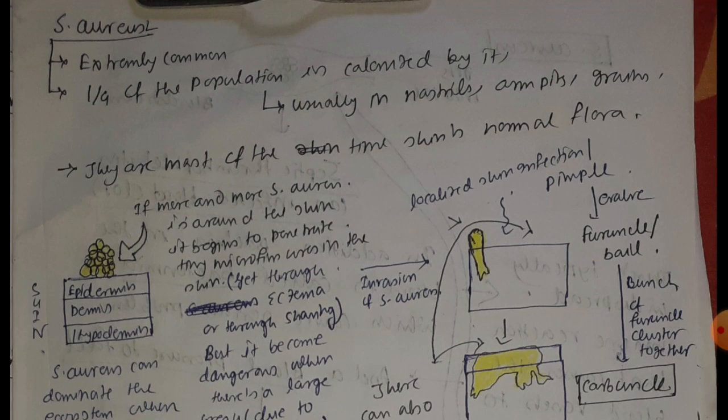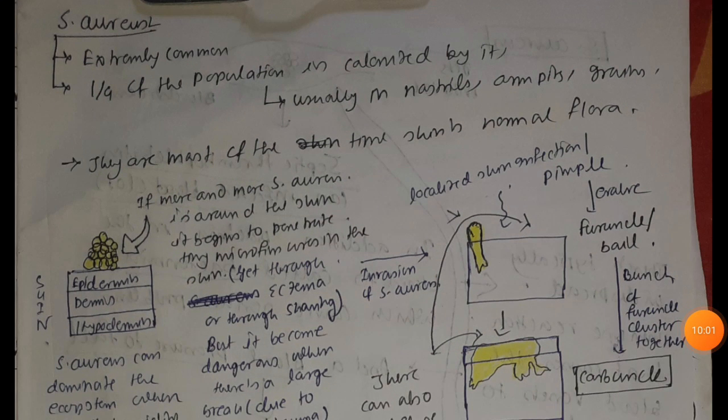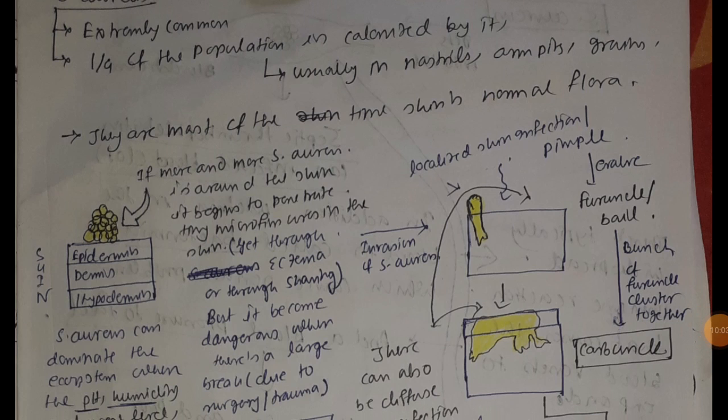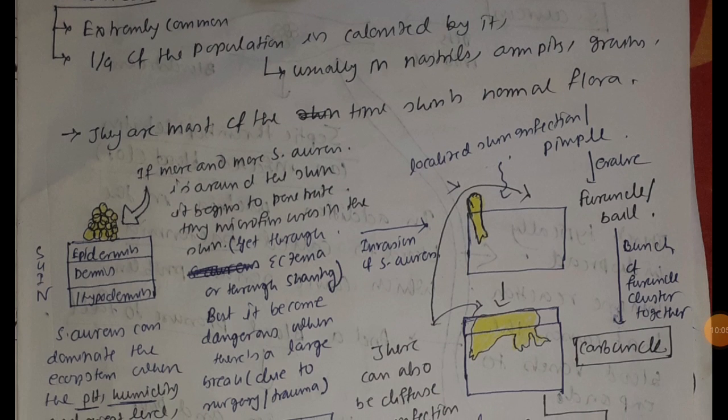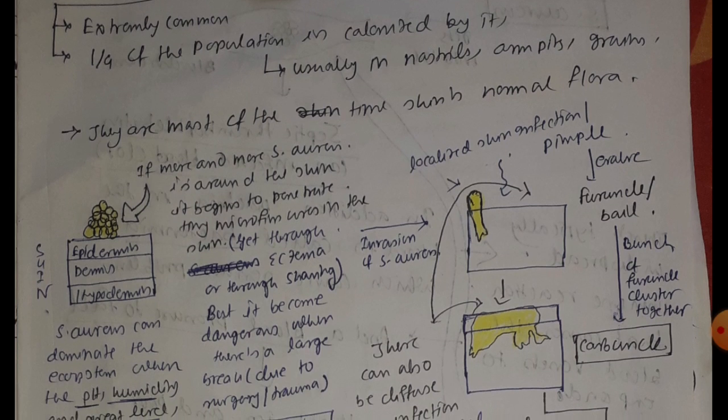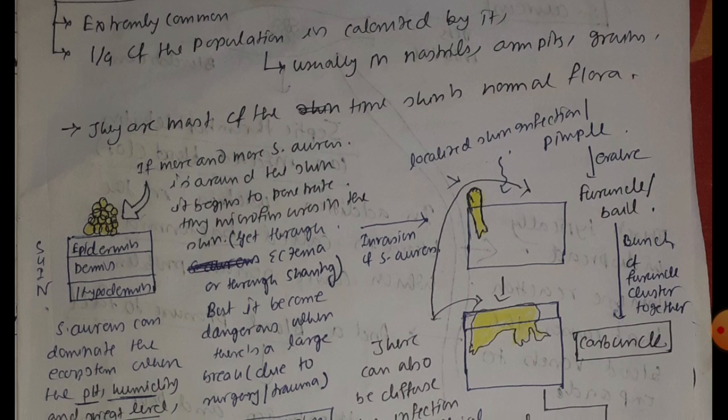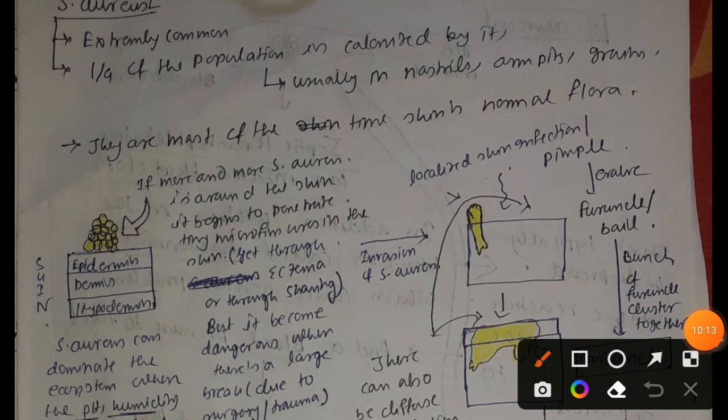So we have learnt on this page that Staphylococcus aureus is extremely common and it is the normal flora of the skin. But in one quarter of the population it colonizes, and it mainly colonizes in the nostrils, armpits and groins.